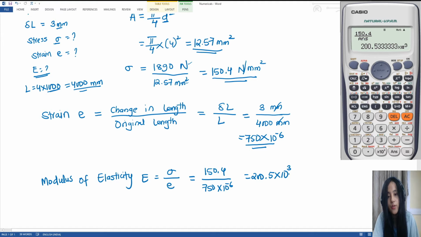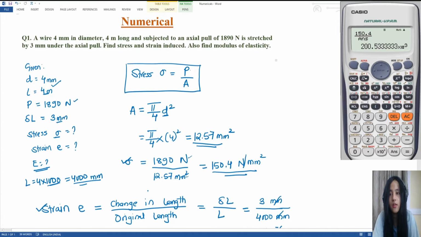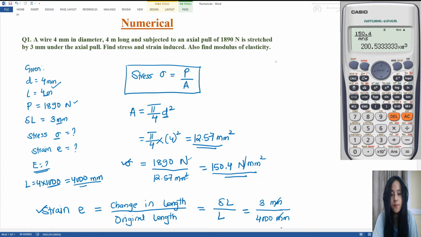And what will be its unit? Since strain is unitless and stress has its unit Newton per mm square, so modulus of elasticity will also have the same unit as its stress, Newton per mm square. So this is your final answer. So we found out modulus of elasticity, strain, and then stress. So these were asked in the question, so we found all of them. So I hope this numerical is clear. Let us move on to the next numerical.